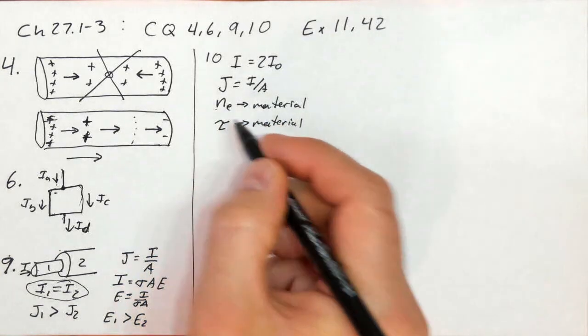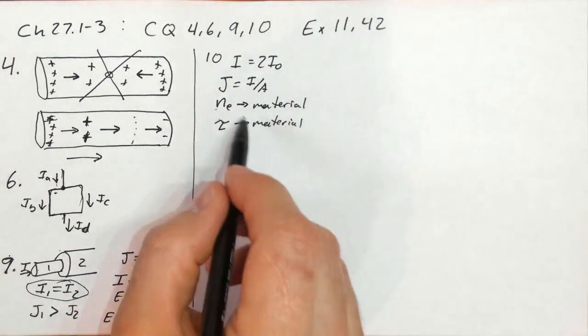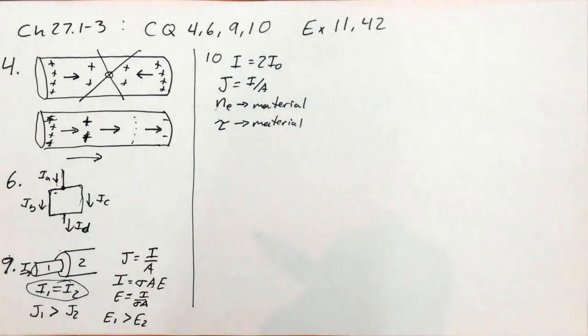Now, both of these, along with the mass of the electron and the charge of the electron, all come into play into this sigma, which is a property of the material. So these don't change unless you change the material. Okay, finally, what about the drift speed?